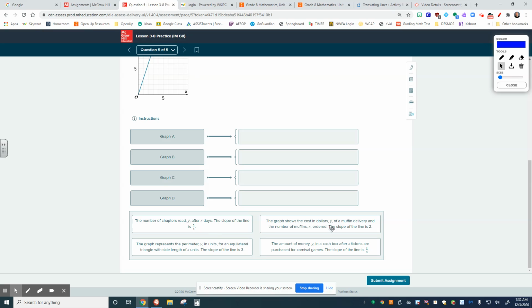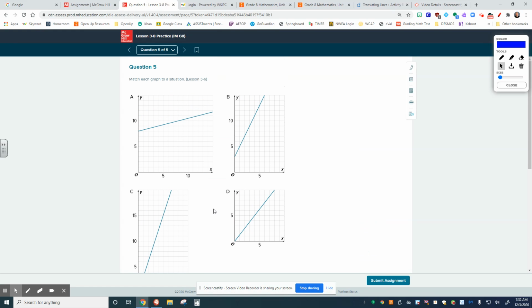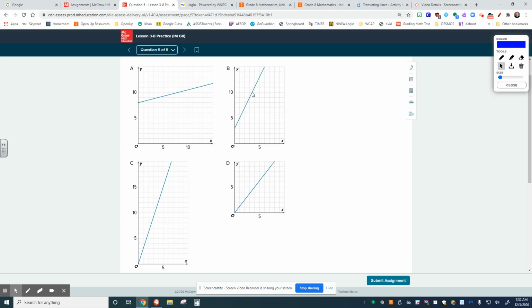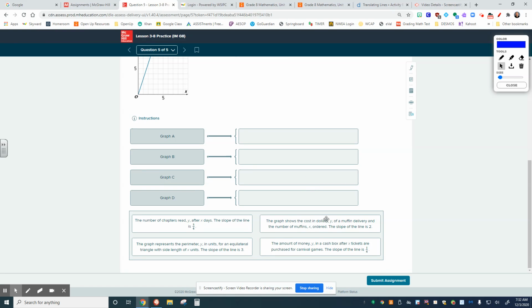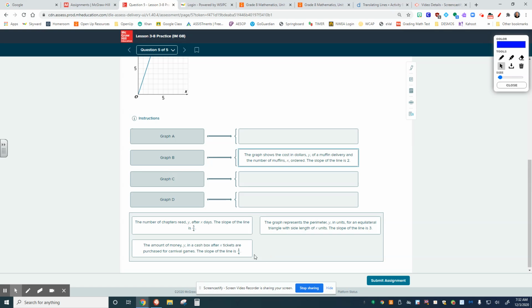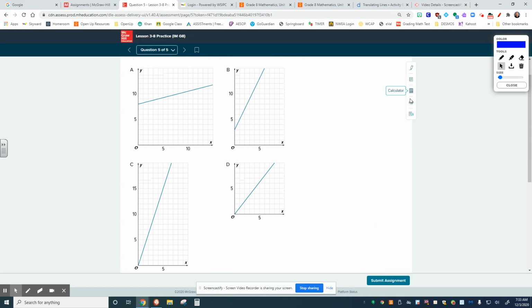This graph shows the cost in dollars, y, of a muffin delivery and the number of muffins ordered. The slope of the line is 2. So going back to these, which one of these had a slope of 2? We know that B had a slope of 2 because it was a rise of 2, run of 1. So we could just take that one right there and plug it in for B. Kind of get the idea here, read through the situation. The slope is given in each of the situations. Match up the slope to the graph and you're all set. That's it for your homework. Let me know how I can help.